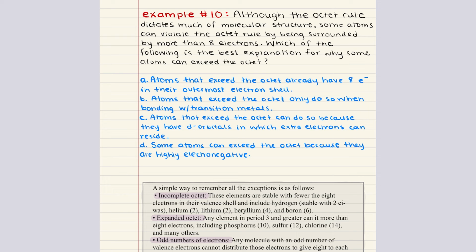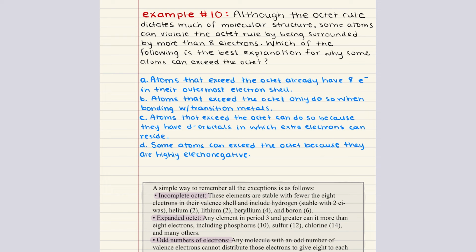To determine why some atoms can exceed the octet rule, it's essential to understand the basic principles of electron configuration and molecular structure. Remember that the octet rule states that atoms tend to form bonds until they're surrounded by 8 valence electrons, and that helps them achieve a stable electron configuration similar to that of noble gases. However, there are exceptions to the rule, particularly for elements in the third period and below, or n equals 3 and greater. All right, so keeping that in mind, let's go through these answer choices.